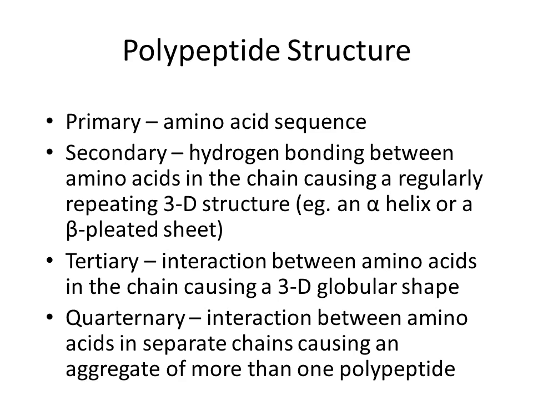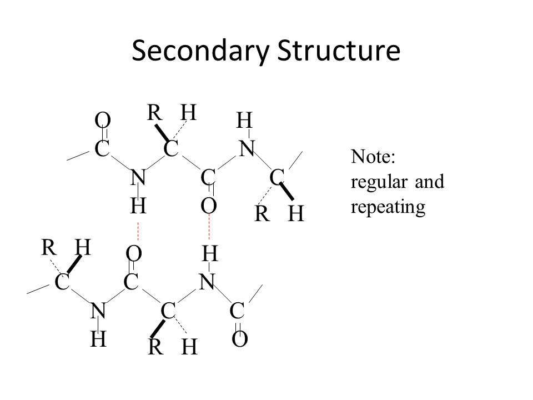So primary is the amino acid sequence, secondary is hydrogen bonding causing a regular repeating three-dimensional structure, and that's either an alpha helix or a beta pleated sheet. Tertiary structure is how the chain will wrap around onto itself and cause a three-dimensional globular shape. And then quaternary structure is the interaction of two chains hugging up to each other. It can be more than two chains.